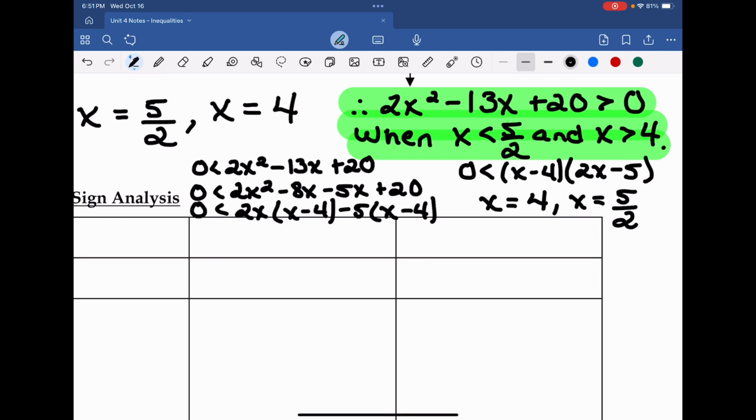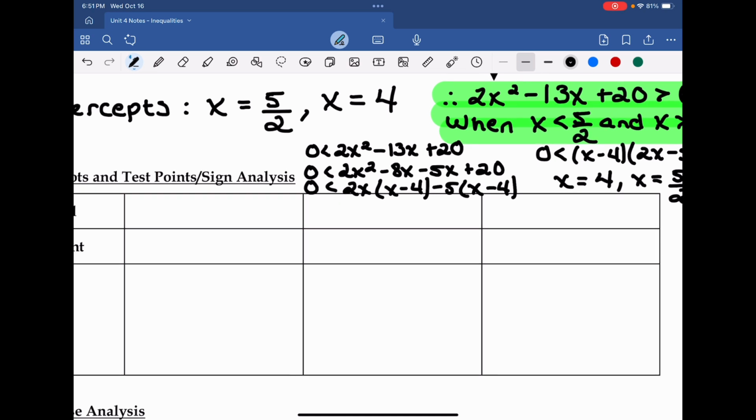Now we want to be thinking about it in terms of the intervals. 5 over 2, which is 2.5, is less than 4, so we need to describe the following three intervals. The first interval is when the graph is to the left of x equals 5 over 2. So we're going to write this as x less than 5 over 2 for the first interval. The middle interval is going to be between these x-intercepts. We're going to write it as 5 over 2 is less than x, which is less than 4.